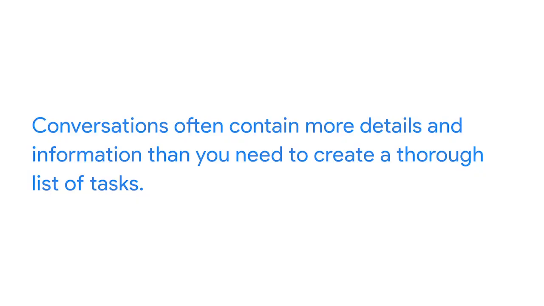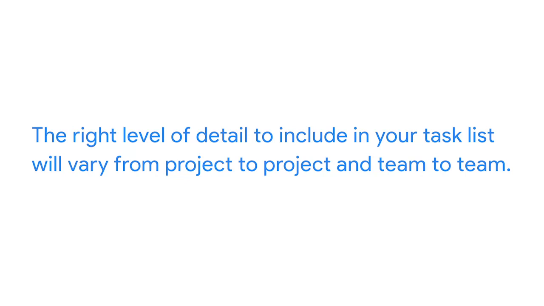Keep in mind that conversations you have about project tasks will often contain more details and information than you need to create a thorough list, but you may want to note some of this extra information since it may be useful later in the project. Each task on your list should be detailed enough that you'll be able to check in on progress and identify problems early on, but not so detailed that you're endlessly revising your project plan and burdening your team with the need to update you constantly on their work. The right level of detail to include in your task list will vary from project to project and team to team. And striking the right balance is a skill you'll develop over the course of your career.